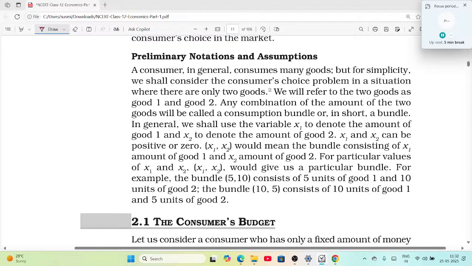Preliminary notations and assumptions. A consumer in general consumes many goods, but for simplification of the consumer's choice problem, we consider a situation where only two commodities are present. We will refer to the two commodities as good one and good two. Any combination of the amount of the two goods will be called a consumption bundle, or in short a bundle.